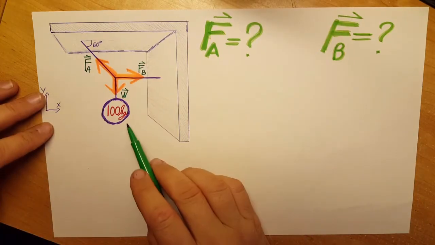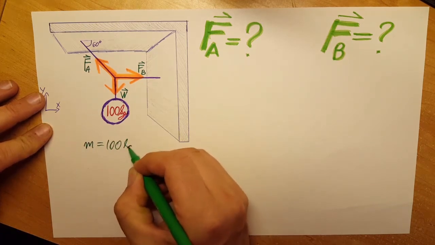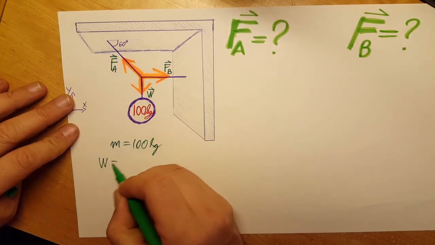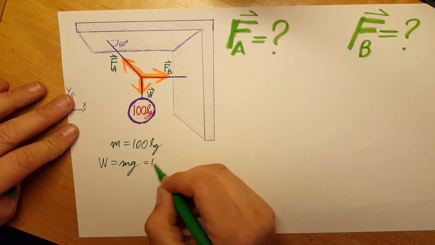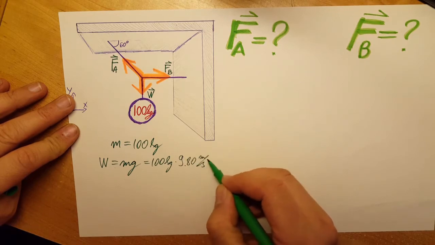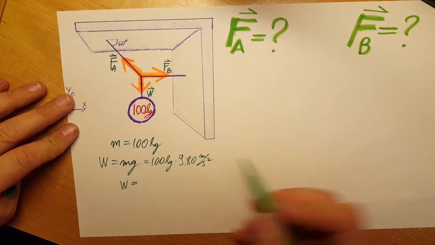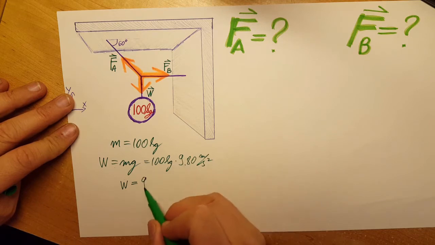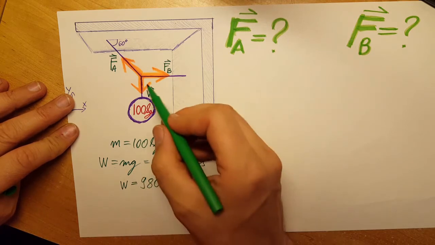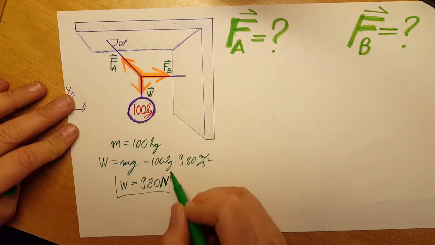Okay, first of all, we know the mass, which is 100 kilograms. M equals 100 kilograms. So we can calculate the W force, the weight. So weight equals mg. M is 100 kilograms times 9.80 meters per second squared. Okay, calculator time, and this will give us, or we can do it even in our head because it's pretty simple, 980 newtons. There you go. So we have our first force that we have here in the free body diagram, and that's our W.